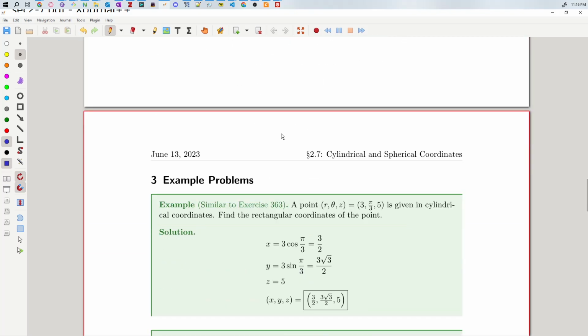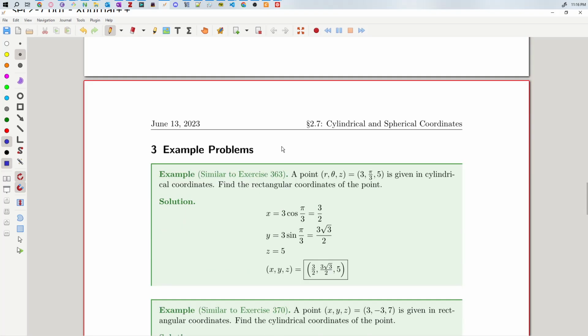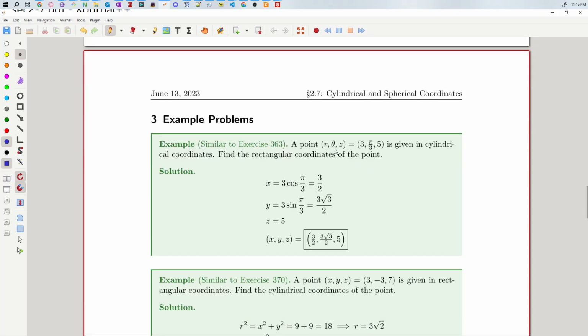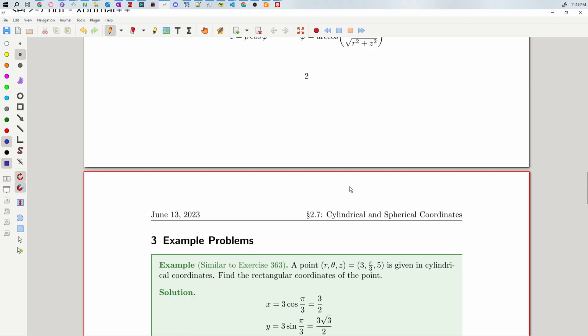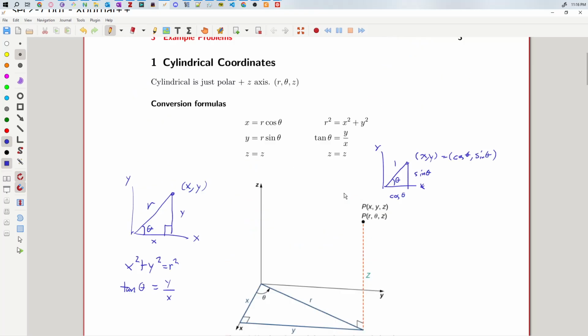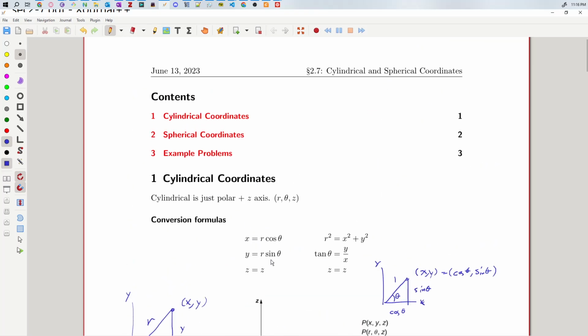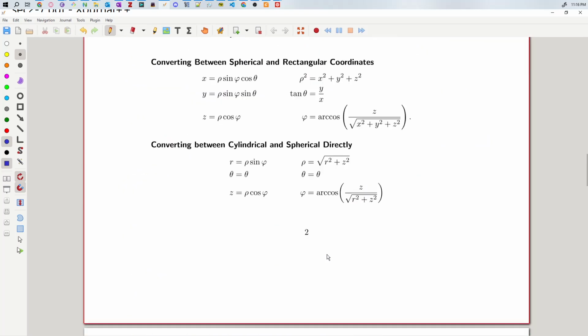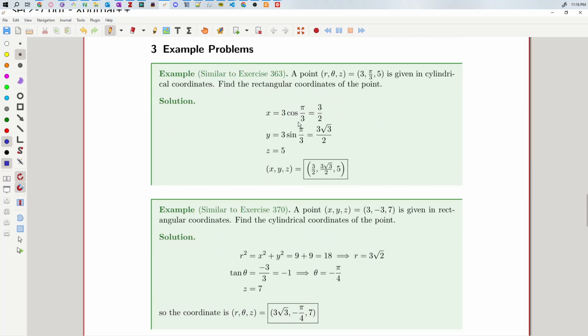Okay. Now let's see some example problems. Right. So suppose you're given this point in cylindrical coordinates. Then the problem wants you to find the representation in terms of the rectangular coordinate system. So you just plug into the conversion formulas. So given r, theta, and z, x is up here. It is r cosine theta, r sine theta, and z stays as z. So that is what I do.